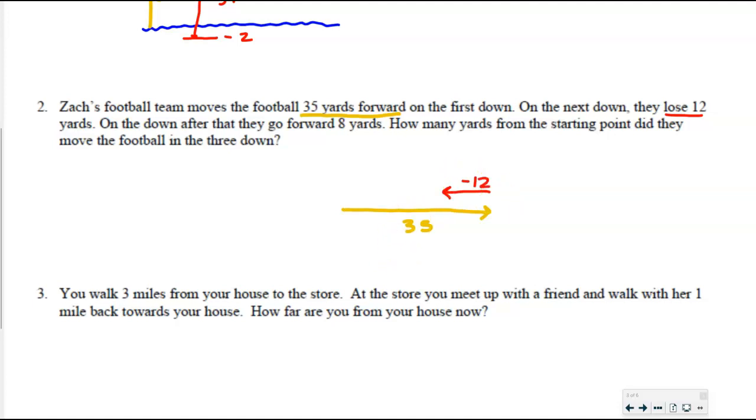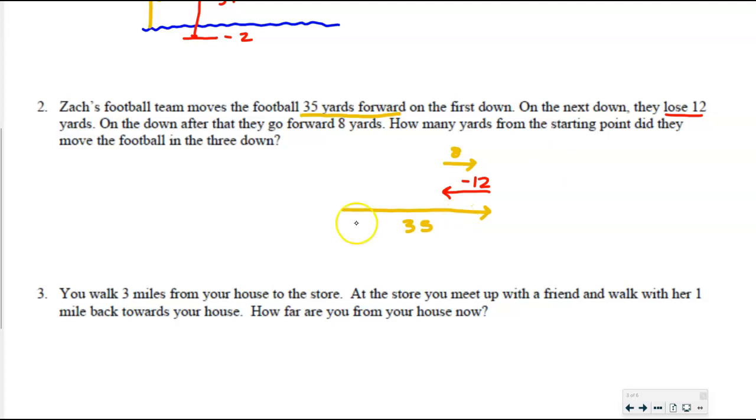And then on the down after that, they go forward 8 yards. Again, I might not know a whole lot, but I know that going forward tells me I'm going to be going in this direction again, right? Where is that ball? Where is the team after those 3 downs?